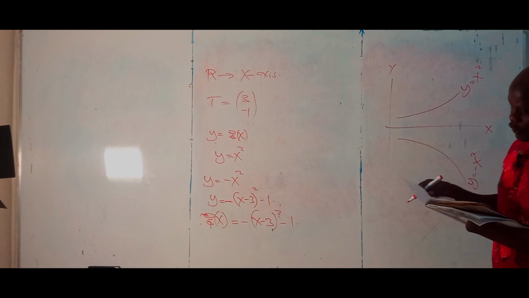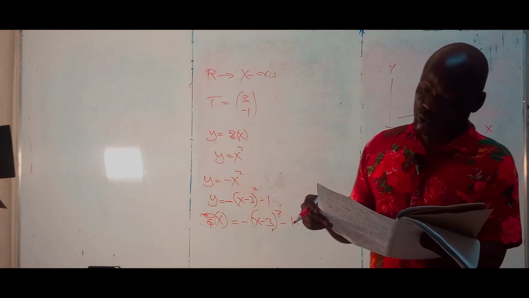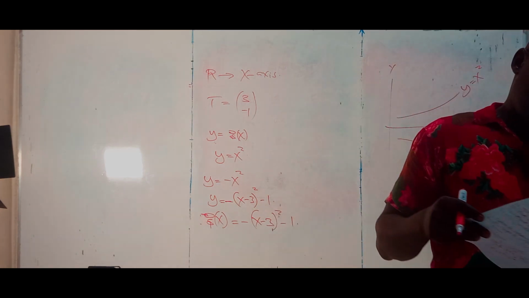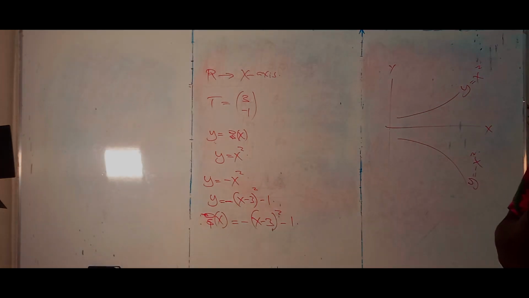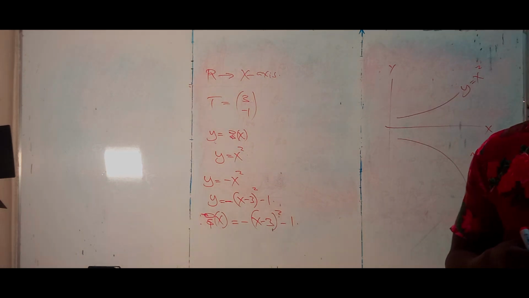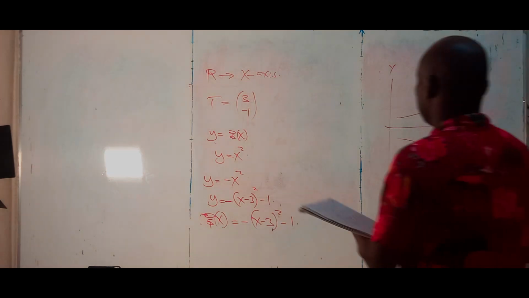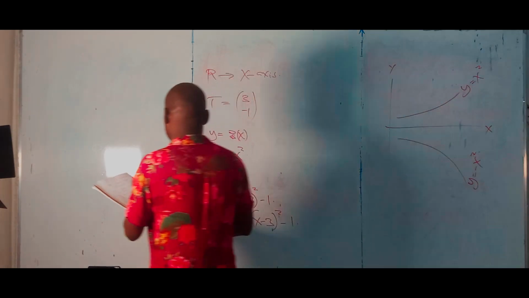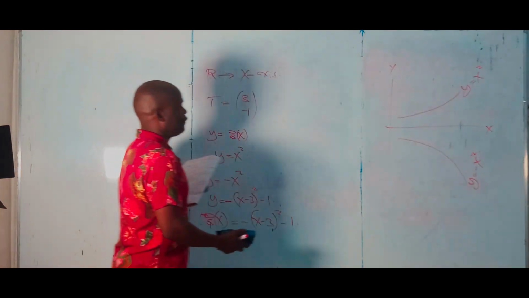Then part B: find the equation y equals h(x) of the curve with the equation y equals x squared after it has been transformed by the sequence of transformations T followed by R. T followed by R.